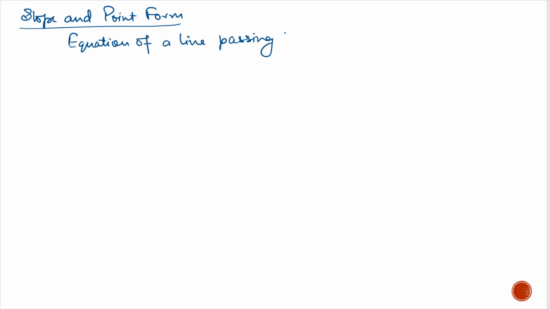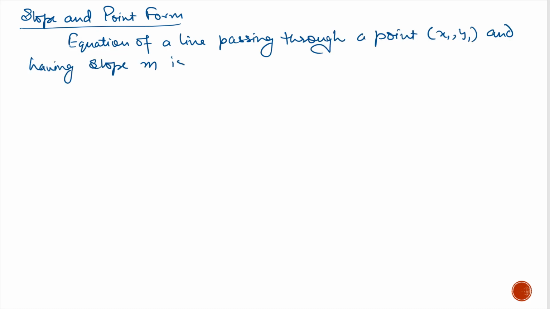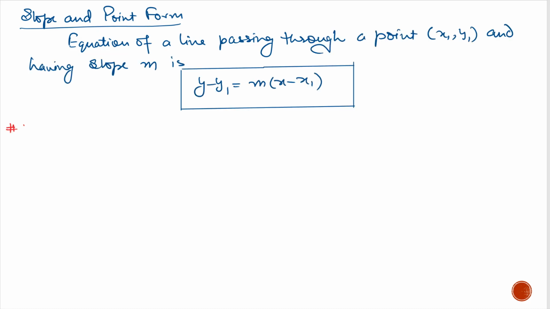Now we'll discuss the slope and point form of a line. If a line passes through (x1, y1) and has slope m, then the equation of the line is y minus y1 equals m times (x minus x1). We'll explain with the help of an example.